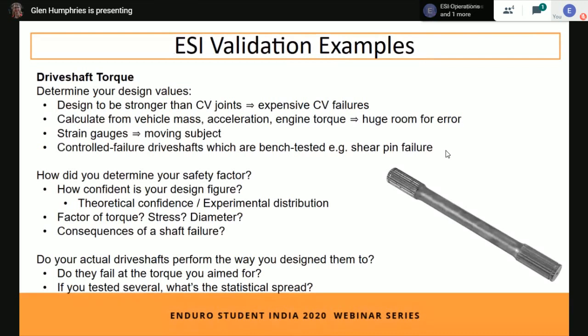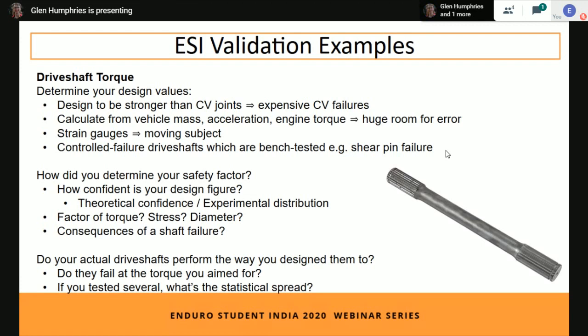That does the job. However, that doesn't agree very well with a lot of other design philosophies. For example, CV joints are usually quite expensive. And if you can get a cheap source of drive shafts, it's much better to have them break before the CV joints. They're often easier to change as well. So yeah, that's not a great strategy. Other strategy, calculated from the vehicle mass, acceleration, engine torque.